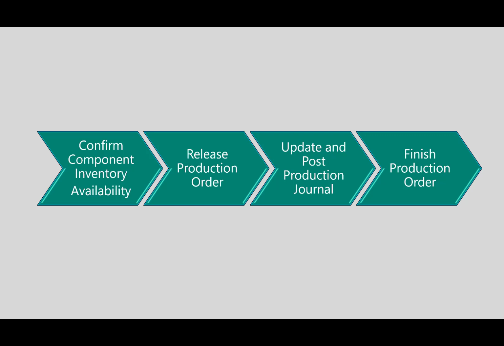Let's begin. The process here is to confirm the component inventory availability. We'll then release the production order. The third step will be to update and post the production journal and then finish the production order. We'll go ahead and begin.